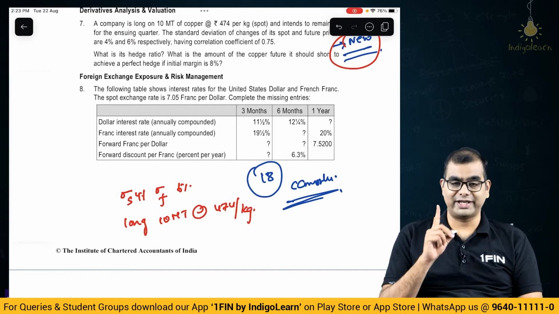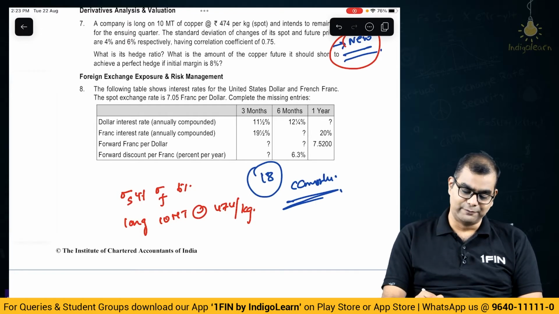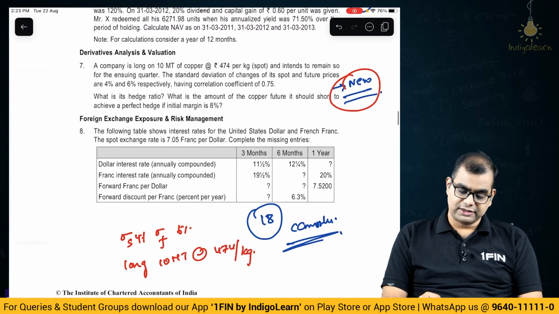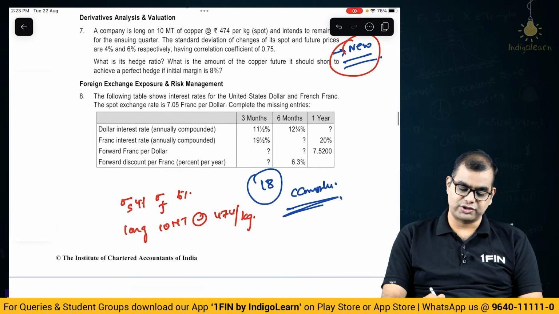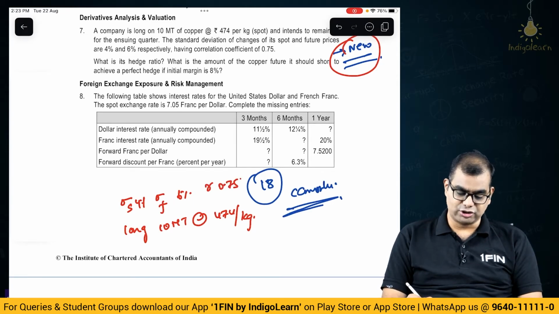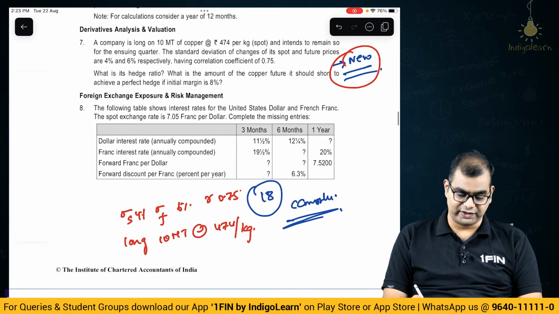How many kgs make a ton? 1000 kgs make a ton. Okay, then the standard deviation of change of its spot and future price are 4.6%, and they have a correlation coefficient of 0.75. So, correlation 0.75. Then, what is its hedge ratio? What is the amount of copper future it should short in order to achieve a perfect hedge ratio?